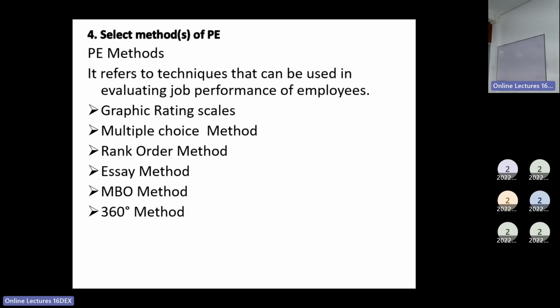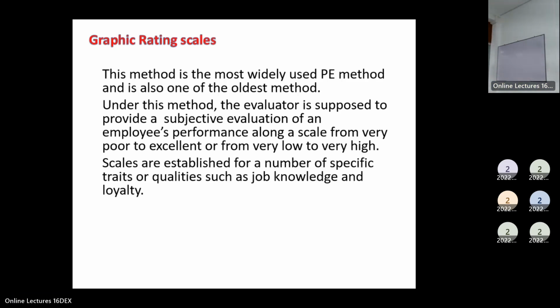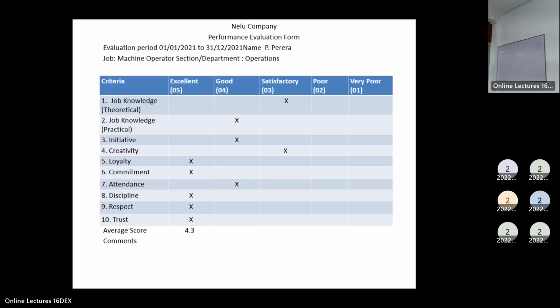In the graphic rating scale method, the evaluator is supposed to give his subjective evaluation along a scale, from very poor to very good, or very high to very low. Scales are established for different criteria. So almost all the criteria are subjective.